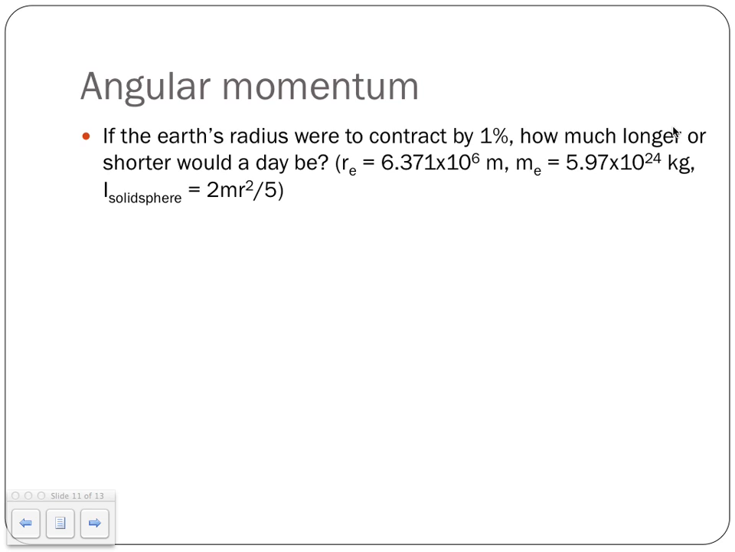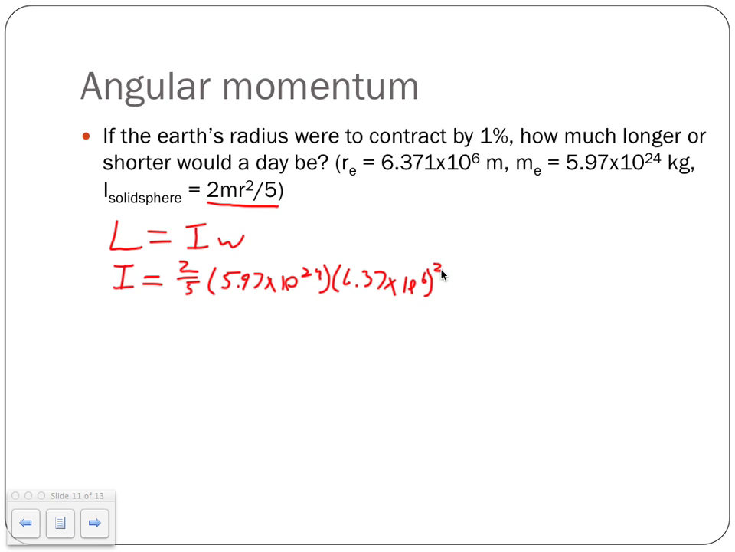To find angular momentum, we're going to set up our angular momentum equation. Let's look at the Earth to start with. Angular momentum is I omega. So given the situation, we have to find the moment of inertia of the Earth. Since it is a solid sphere, it's 2/5 m r squared. So 2/5 times the mass of the Earth, which is 5.97 times 10 to the 24th kilograms, times r squared. The radius of the Earth is 6.37 times 10 to the 6th meters, quantity squared.